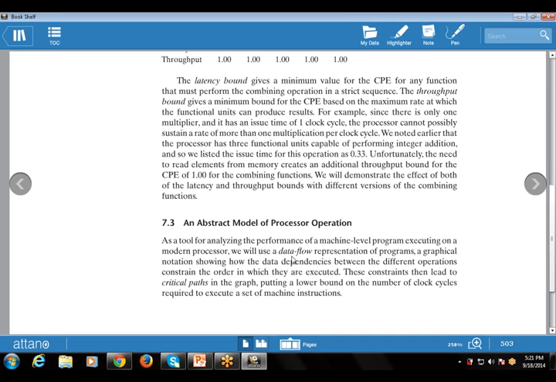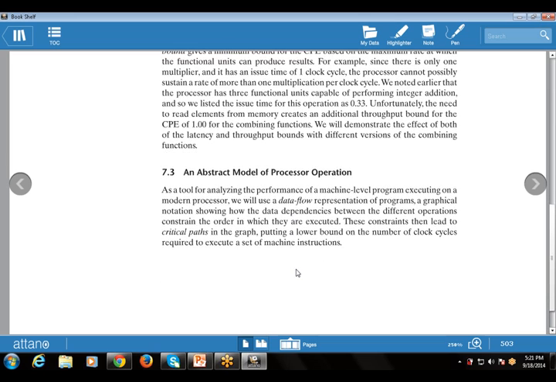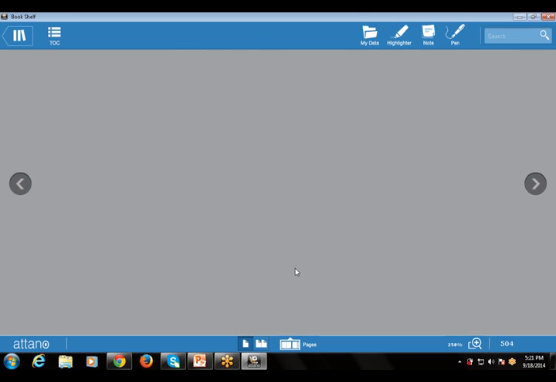That is the abstract model, showing with the help of diagrams what the abstract model of the processor is, and how different operations are performed on a processor. That is an abstract model of processor operation.